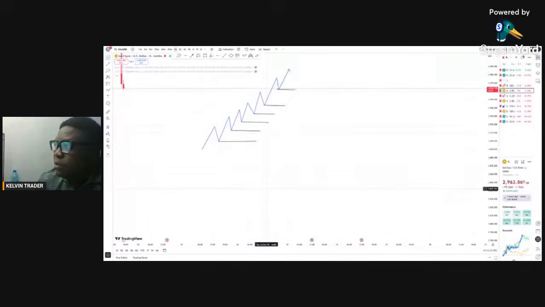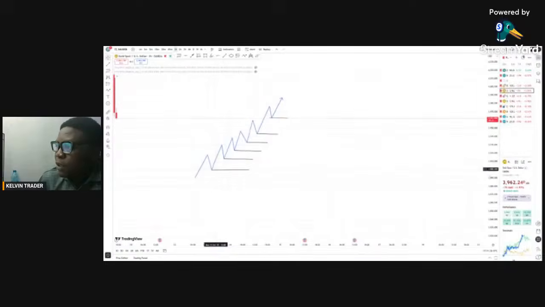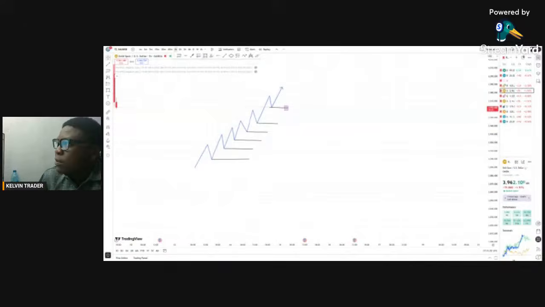So these zones now, the first thing you do is to draw them out. Then watch the way price reacts from this zone. So let me give you an analogy here.